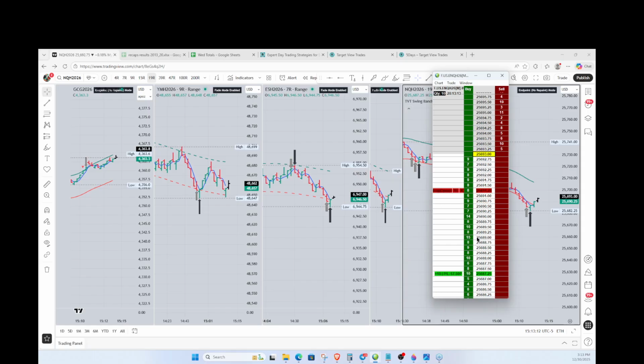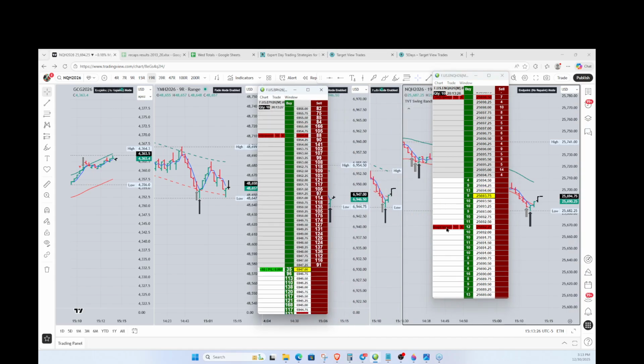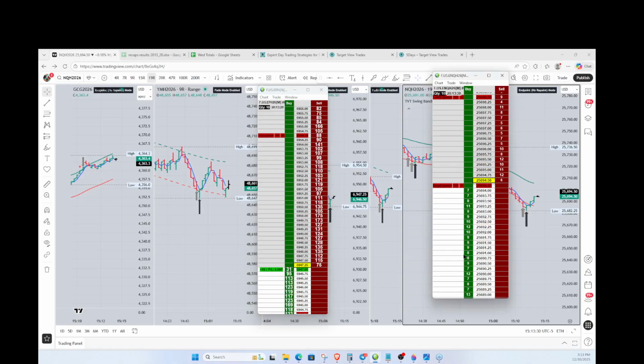Okay, that's 16. 20. Get up there. Here's the ES one, by the way. 28. And we're out with 28 on the NQ.